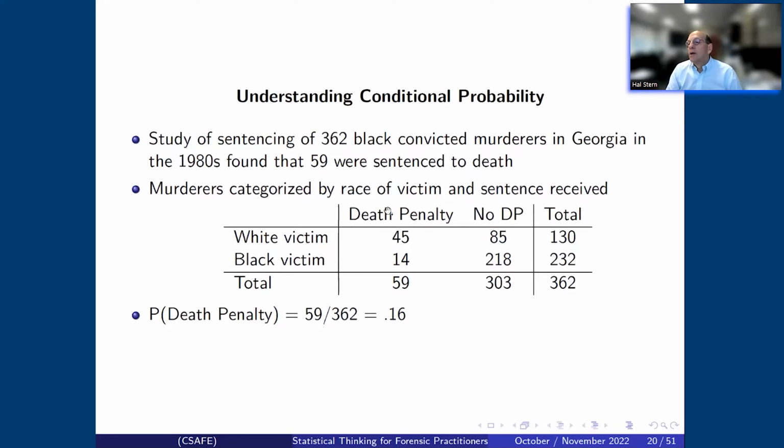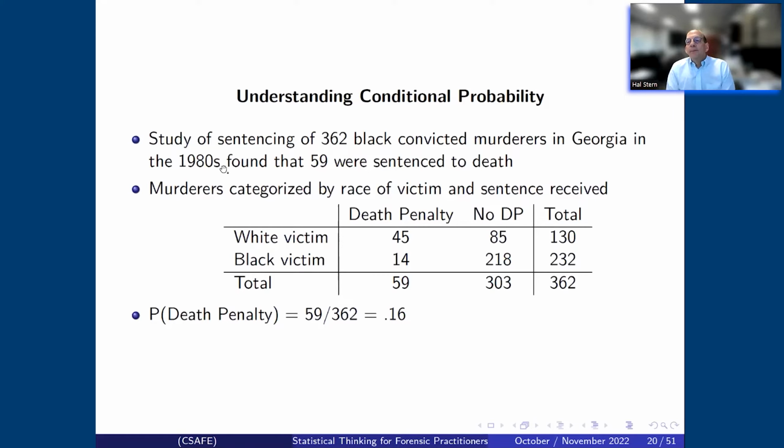Was the convicted murderer in the case given the death penalty or no death penalty? So every case that these researchers studied falls into one of these 4 cells in this 2x2 table. There were 45 of the 362 cases in which the victim was white and the murderer got the death penalty, and so on and so forth. And then I add the totals to interpret the table.